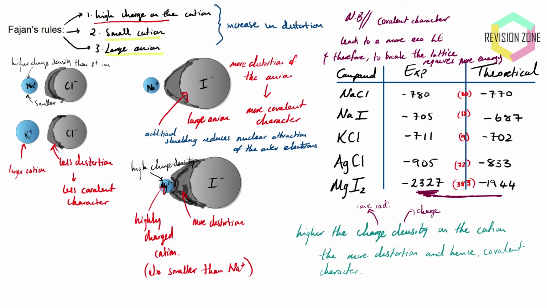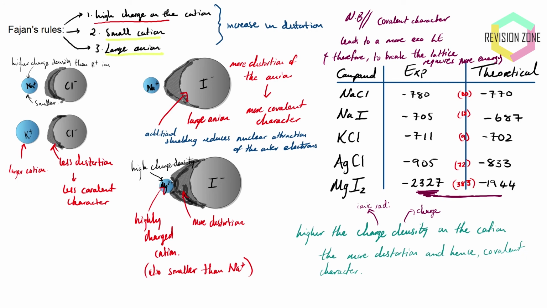And these are typical exam questions where they ask you to explain the difference between theoretical and experimental. You need to talk about the experimental lattice enthalpy accounting for covalent character and distortion, which makes the lattice enthalpy more negative or more exothermic, so it requires more energy to break that lattice. So the lattice dissociation enthalpy is more endothermic.